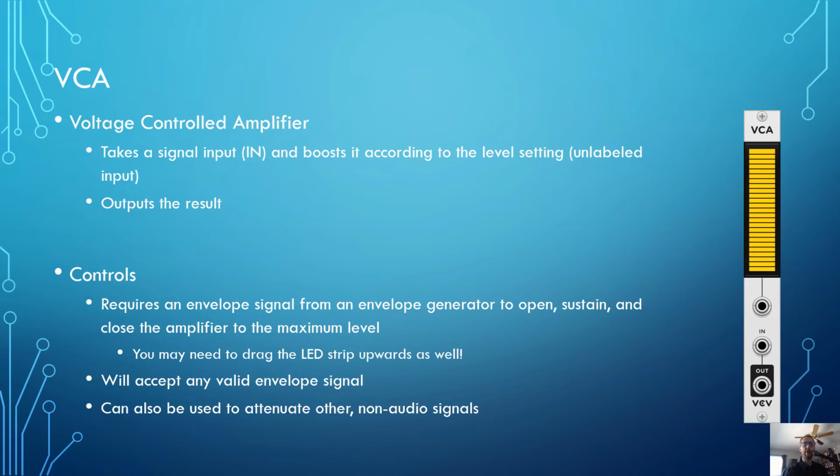In any case, this requires an envelope signal from the generator to open, sustain, and close the amplifier to its maximum level. Also, be aware that that LED strip is a control. So if you want it to only go to a maximum level of 75%, you can drag it down a little bit or drag it up. It will take any valid envelope signal. And again, you can use this to attenuate or boost other non-audio signals. It can have some very interesting results with control voltage.